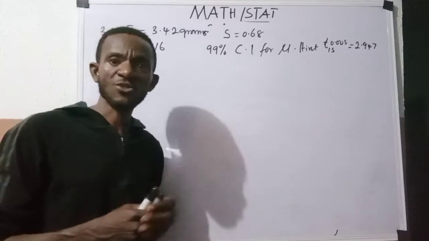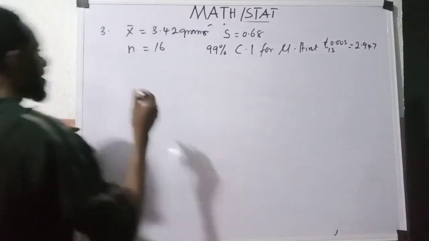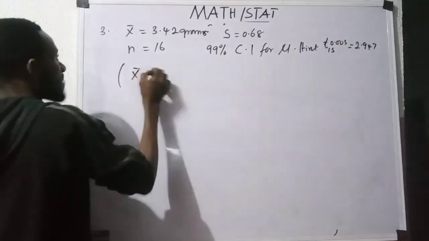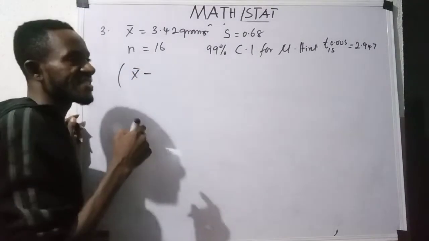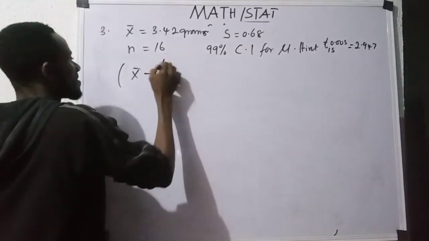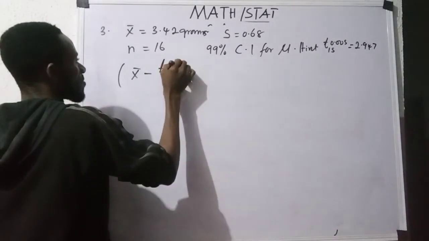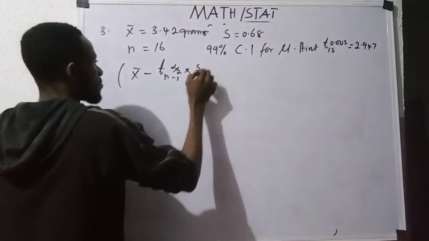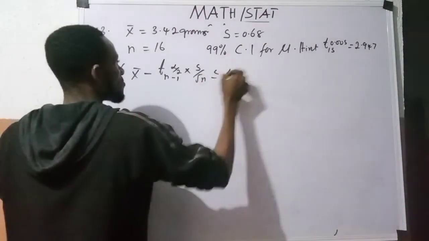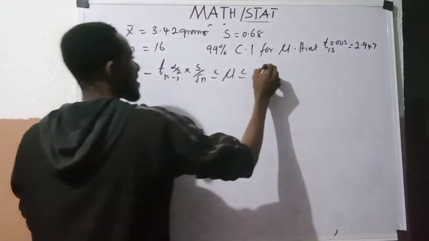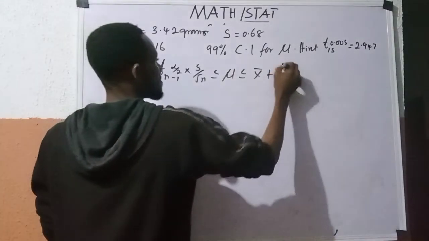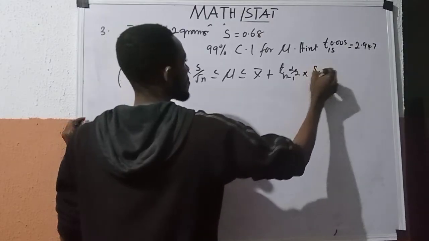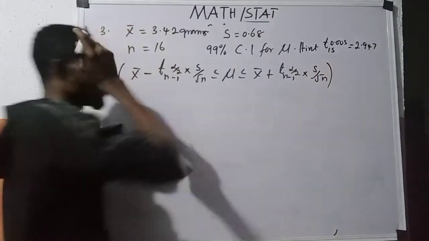And I told us that in that third condition, we open a bracket, x bar minus, instead of having z, what we are now going to have is t of n minus 1 of alpha over 2 multiplied by s all over root n, less than or equal to mu, less than or equal to x bar plus t of n minus 1 of alpha over 2 multiplied by s all over square root of n. We close the brackets.